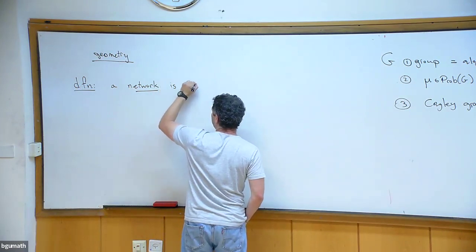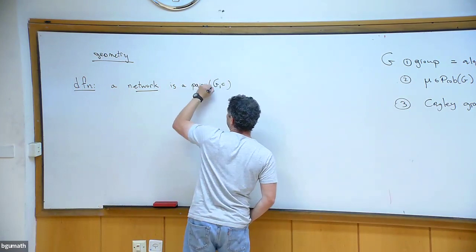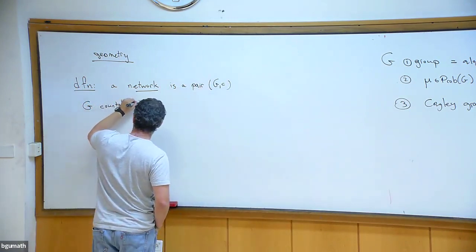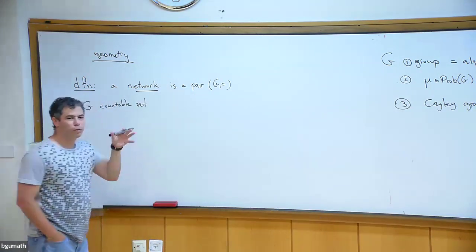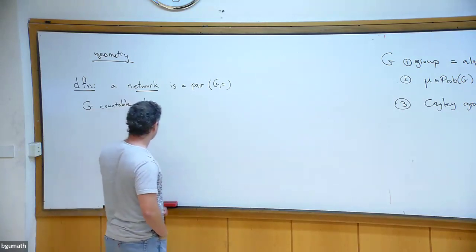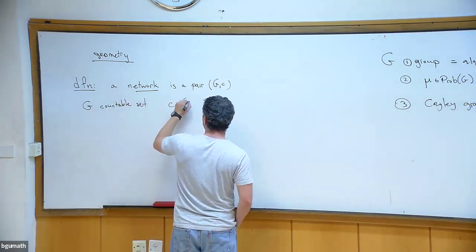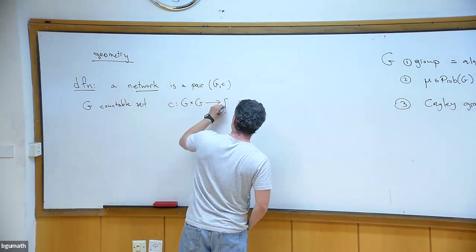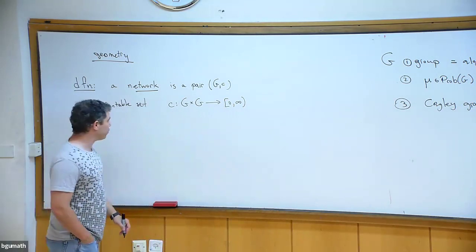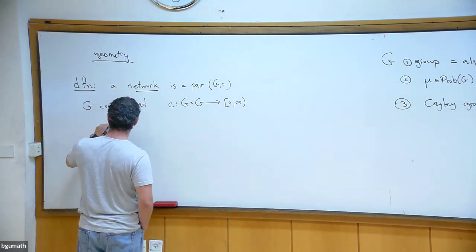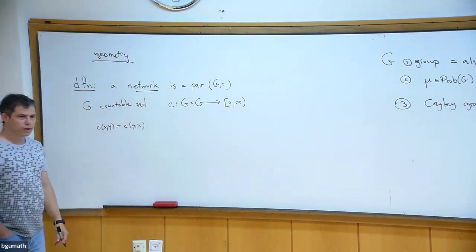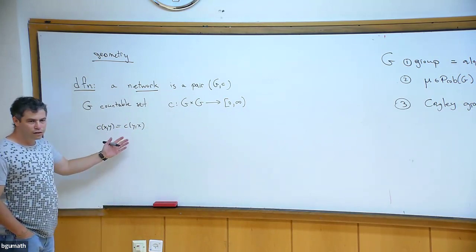Definition: a network is a pair (G, C), where G is a countable set. You can ask me what to do in uncountable sets. I don't want to go there. So for me, networks only have countable sets. And C is a function from G times G to the non-negative real numbers. So it's a non-negative function. It satisfies that it's symmetric. C is called the conductance. That's why it's C.